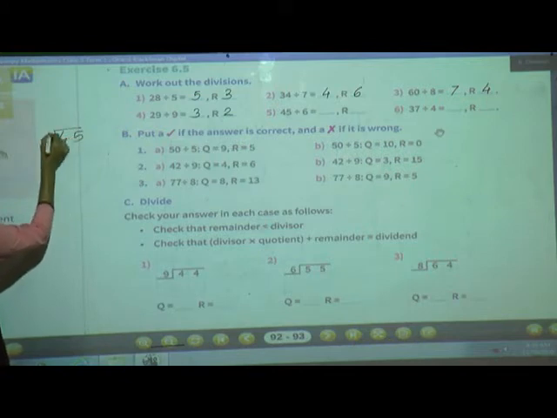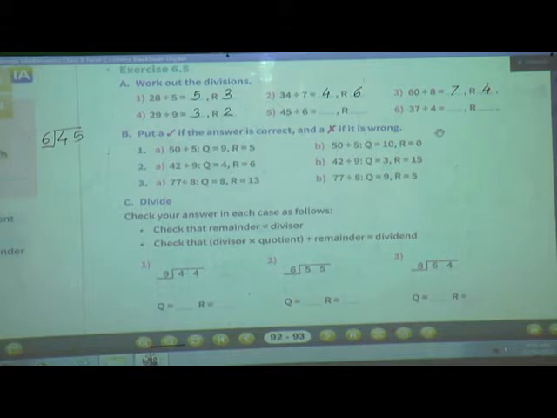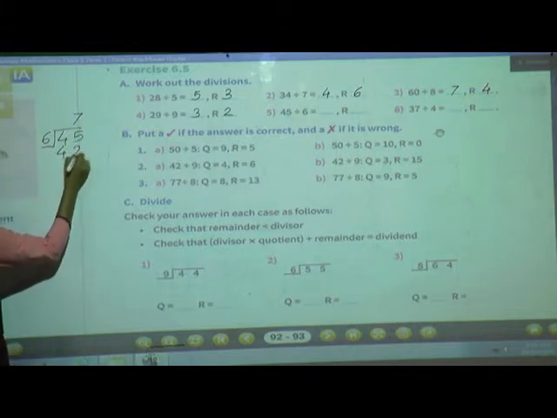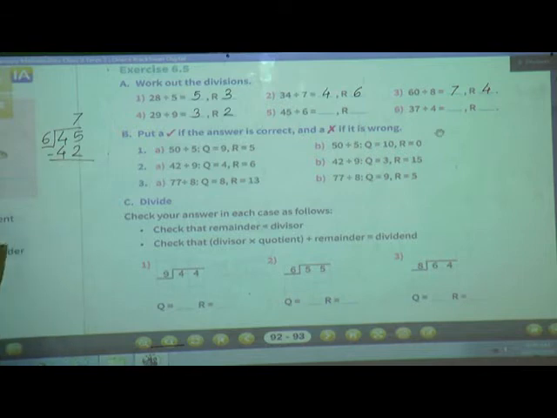45 divided by 6. Now see the table of 6. In that table of 6, is the number 45 there? No. Then we have to see the number smaller than 45. Which number is there then? 42. Okay. 6 sevens are 42. Say, 6 sevens are 42.